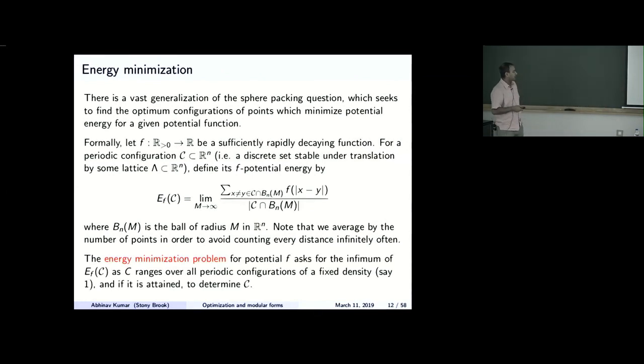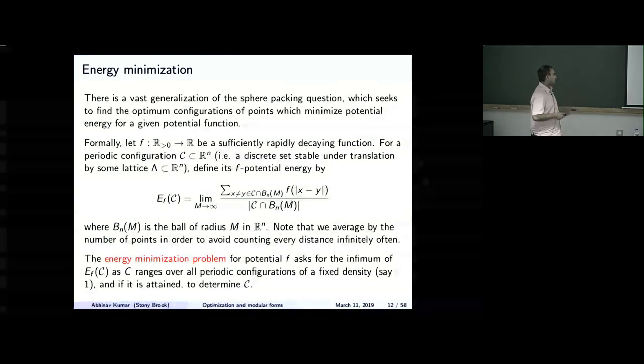And the problem is the following. Given a potential function f, find the infimum of this potential energy as C ranges over periodic configurations of a fixed density. You have to fix the density of C in order to stop all the points from escaping to infinity. If you just scale any configuration, the distances get larger and the function is decaying. So if the scaling becomes larger and larger, you're going to get zeros, not what you want. So you fix the density to be 1, let's say. And if it's attained, you have to determine the minimizer.